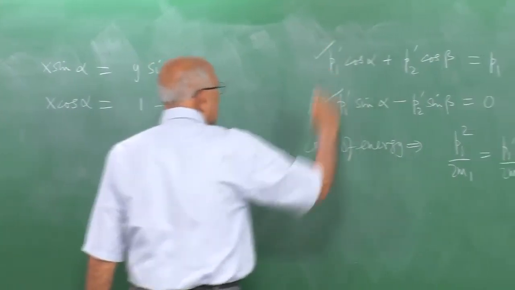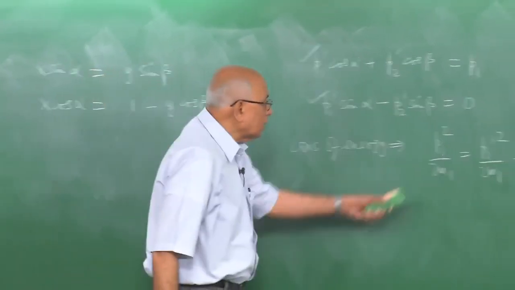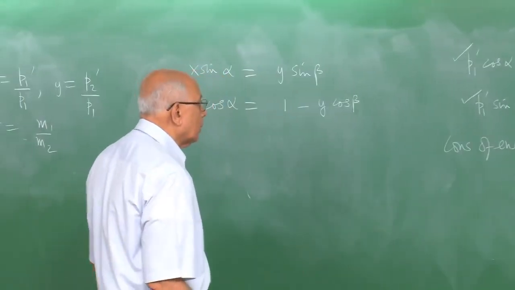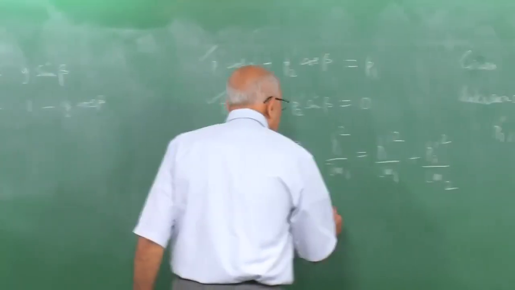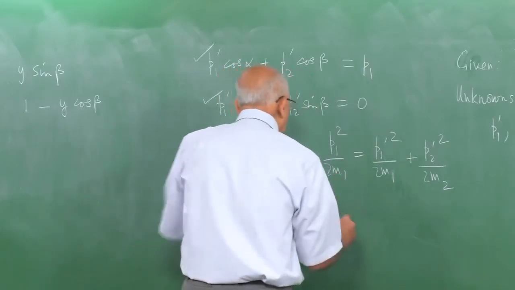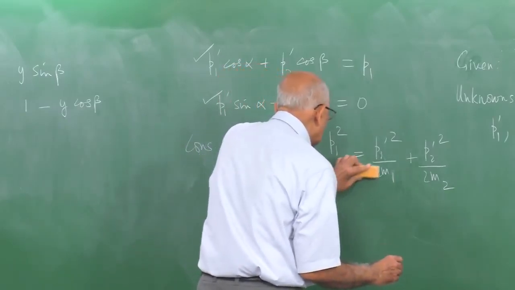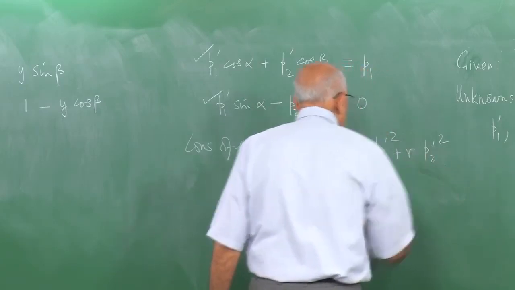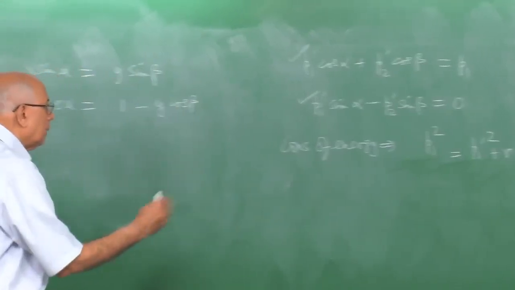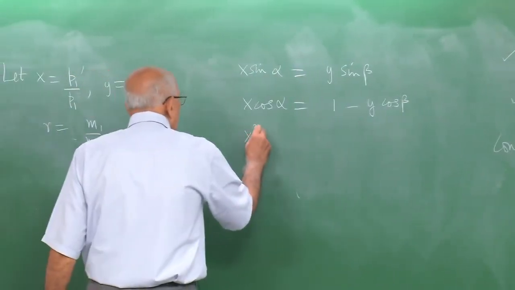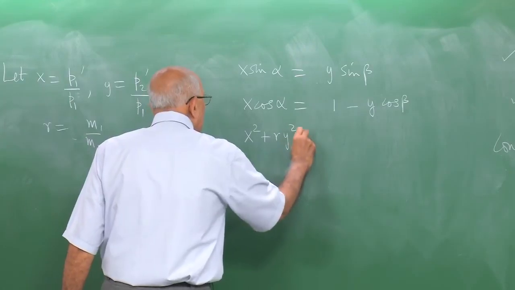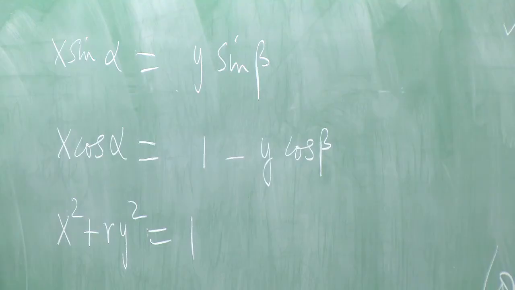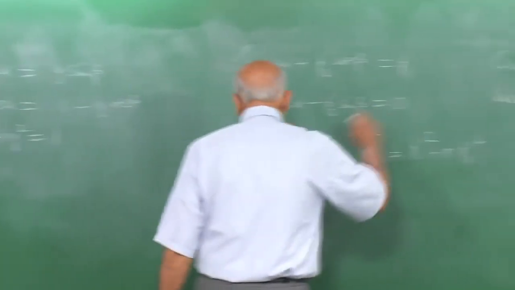That takes care of this equation. And what does this equation give you? It says P1 squared, I divide by P1 squared all the way through, so let's multiply through by m1 and remove the 2, so this goes away, and you have plus r out here, and I divide through by P1 squared, so it says x squared plus r times y squared equal to 1. Those are the three equations, and that takes care of all the three equations that we put in.